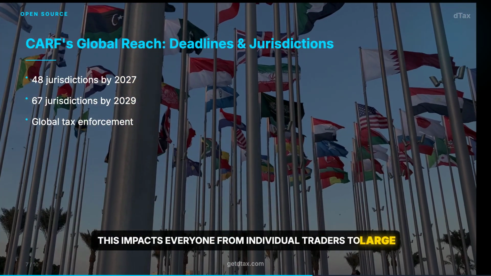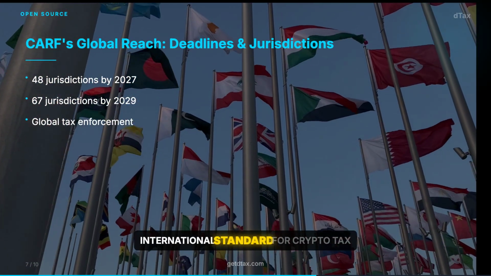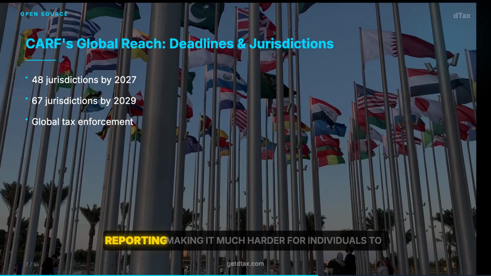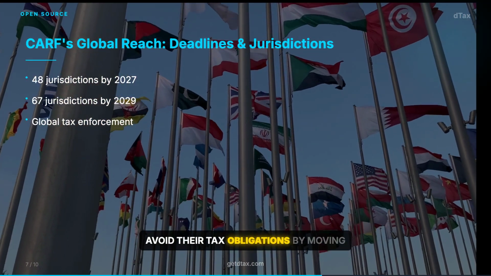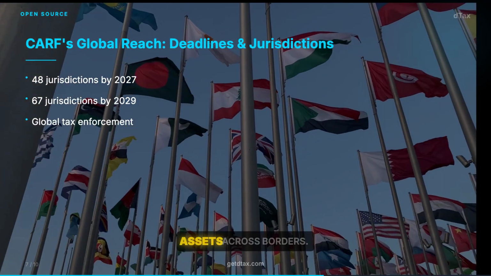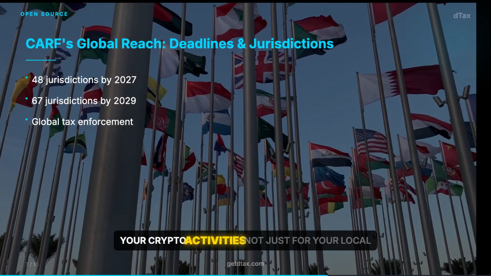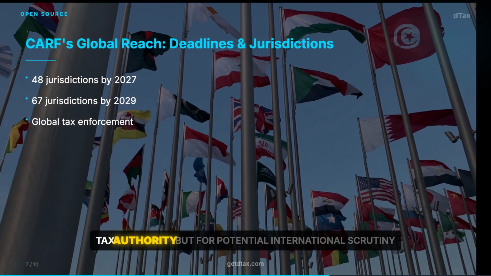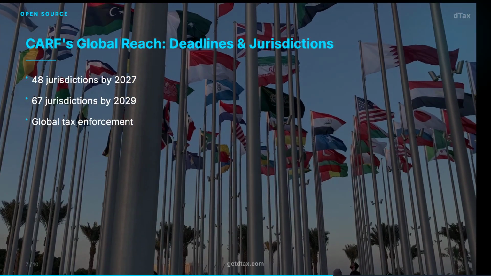By 2029, this framework expands to include a staggering 67 jurisdictions, and yes, that includes the US. Think of it as the crypto equivalent of FATCA or CRS for traditional finance, but specifically for digital assets. It's designed to increase transparency and ensure that crypto investors are complying with their tax obligations. This is a clear signal that governments are getting serious about crypto taxation.